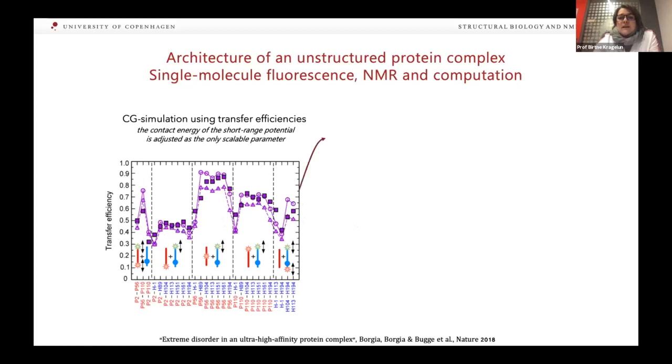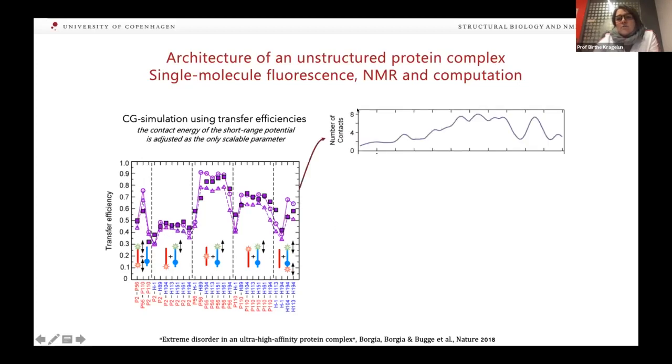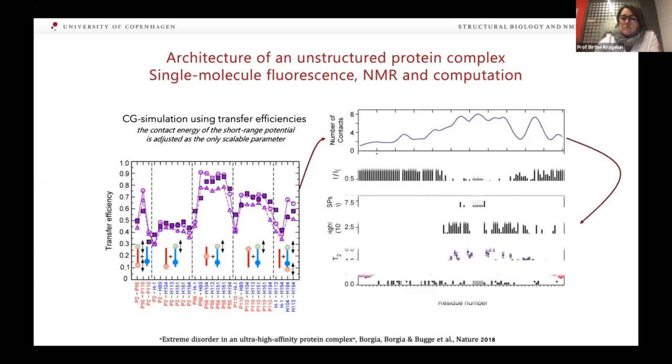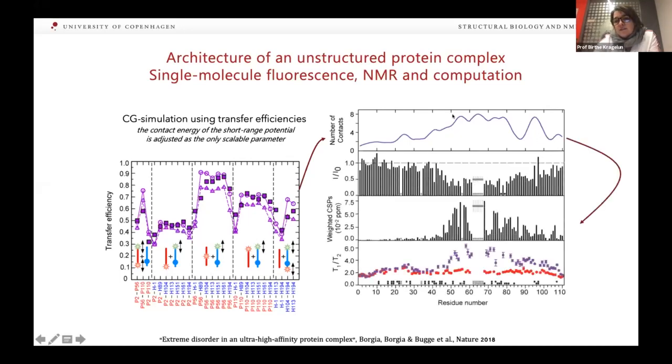From the ensemble we can then back-calculate the number of contacts that occur along the chain of prothymosin alpha. Then we can take the NMR data and see how they compare, because the NMR data was not used in the simulations. Indeed, the contact areas that we see in prothymosin alpha fit very nicely with where we see effects on the intensities, on the chemical shift perturbations, and on the dynamics of the chain. So this is very good.